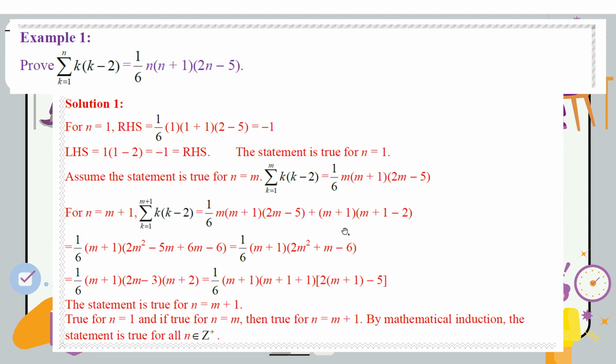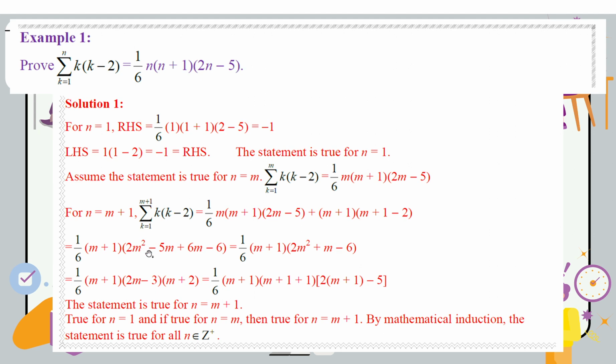And look at the two terms. Take out as many common factors as possible. Take out m plus 1 and take out 1/6. And what's remaining is 2m squared minus 5m plus 6m minus 6. And then from this, look at your target. Your target is here: substitute m plus 1. So I should have a term m plus 2, and also a term 2 times m plus 1 minus 5. So see if you can do it.